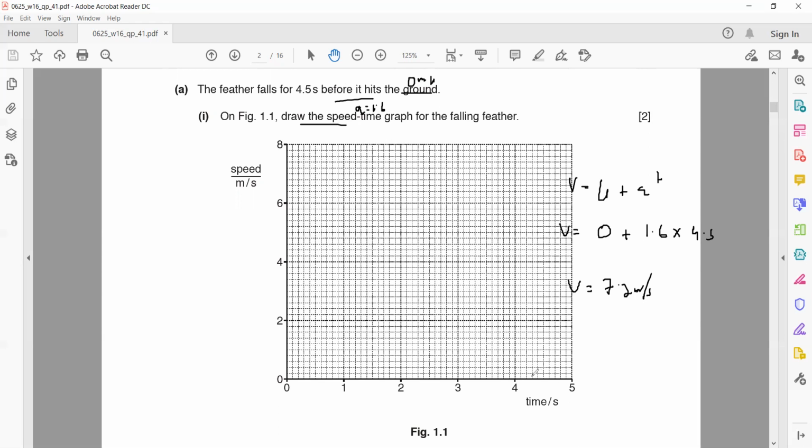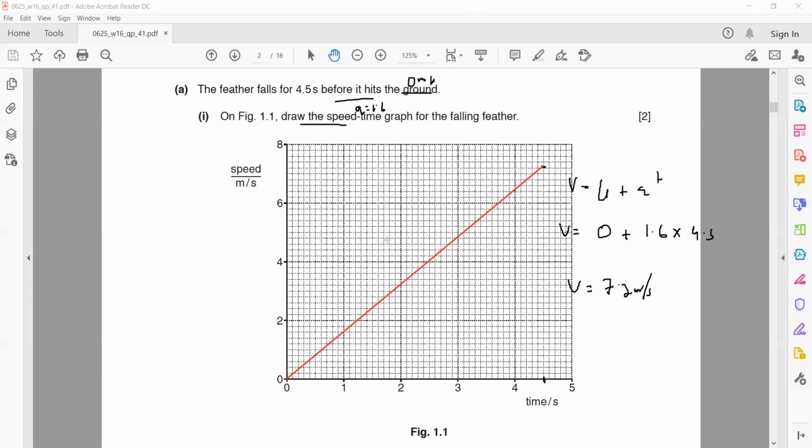So 1, 2, 3, 4, 5. So this one is 4.5 and the speed is 7.2. Each box is representing 2. So 2, 4, 6, 8, and 7, and then 7.2. Because it's a constant acceleration for a speed-time graph, constant acceleration means a straight line starting from the origin with a constant slope. So that will be the graph.